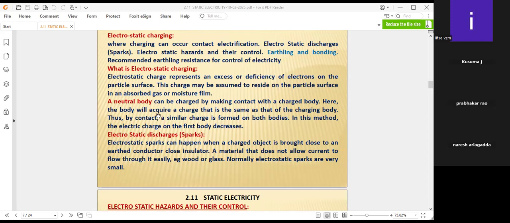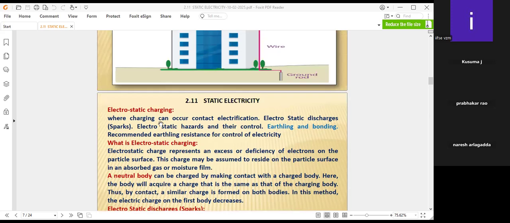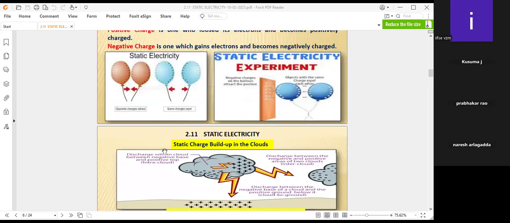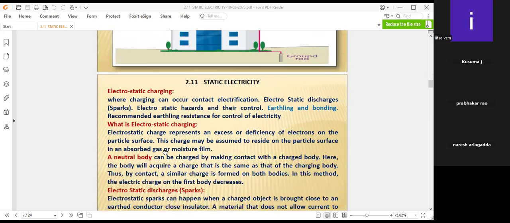After transfer of electrons, the charged body gets a deficiency of electrons. That's the excess or deficiency. Here the neutral body gets an excess compared to before. That's why electrostatic charging occurs when there is a difference of charges. That is what an engineer wants to know, when the sparks will come.